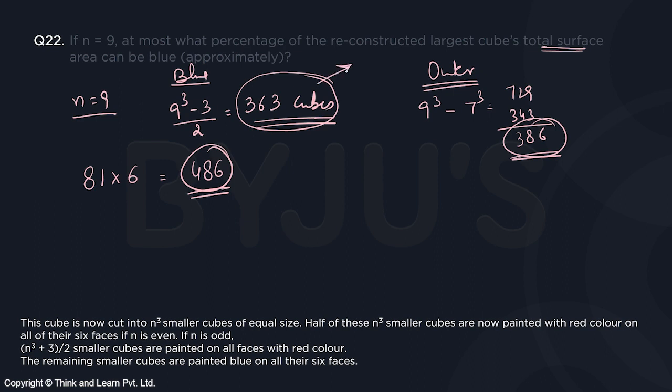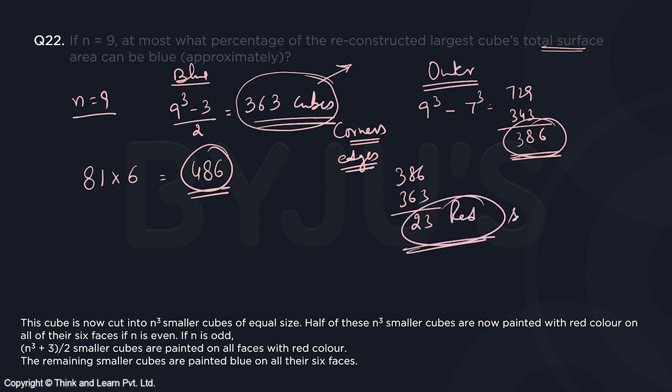What can I do? I can put all these blue cubes on all those places which are at the corners, because corners will be showing me 3 surfaces. On the edges, because edges would be showing me 2 surfaces. The remaining ones can be put into the middle of the faces. That means out of this 386, if I subtract 363, what do I get? I get 23. These 23 red cubes can be put on the surface, neither on the edge nor on the corner. So these 23 red cubes would give me actually 23 single faces which are red.